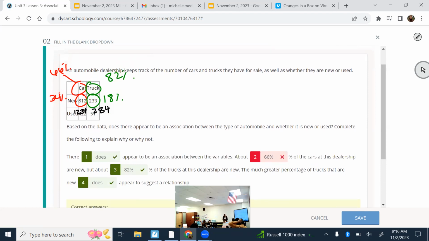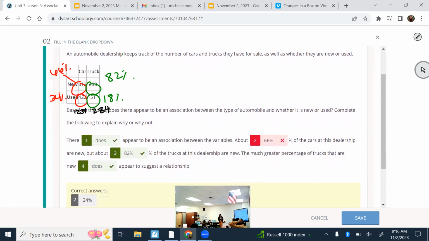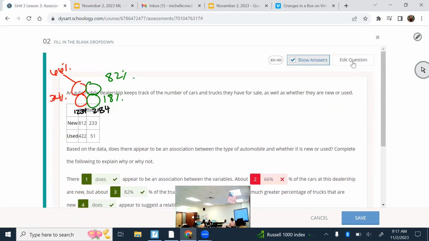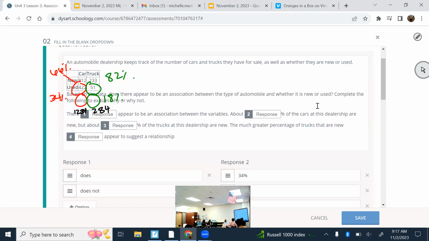So let me fix it because I think we are right. Yeah, we are right. So let me fix that. Okay, yeah, I'm fixing it right now because it should be about 66%.